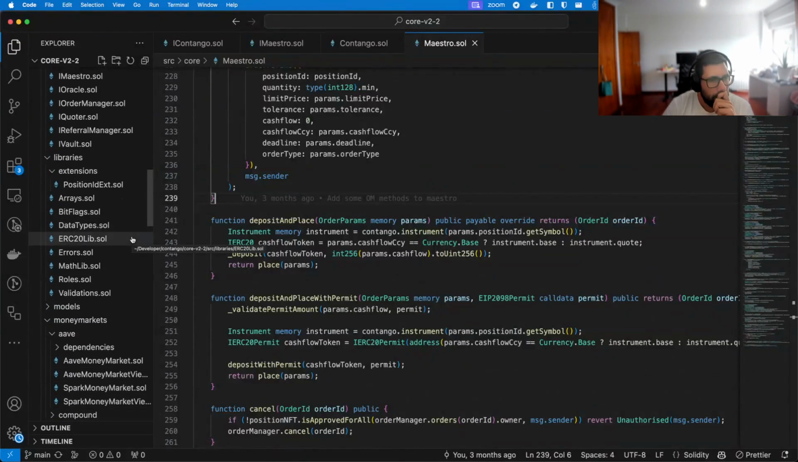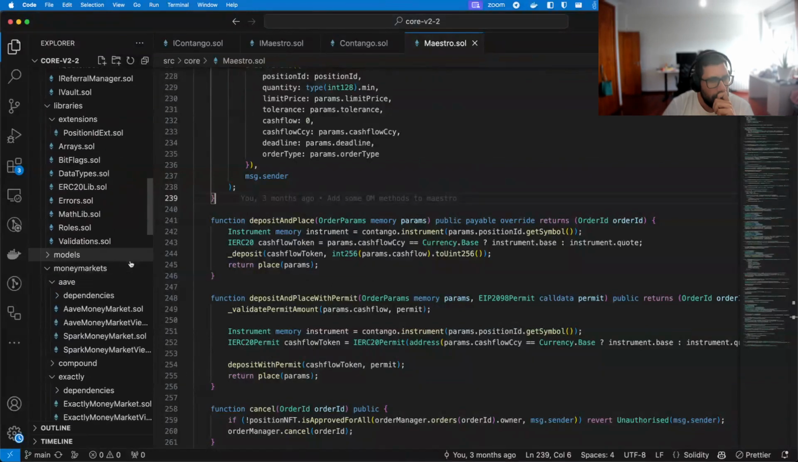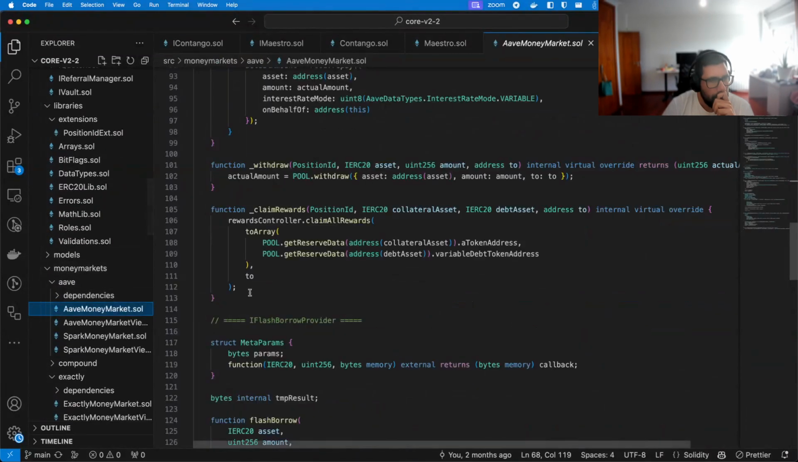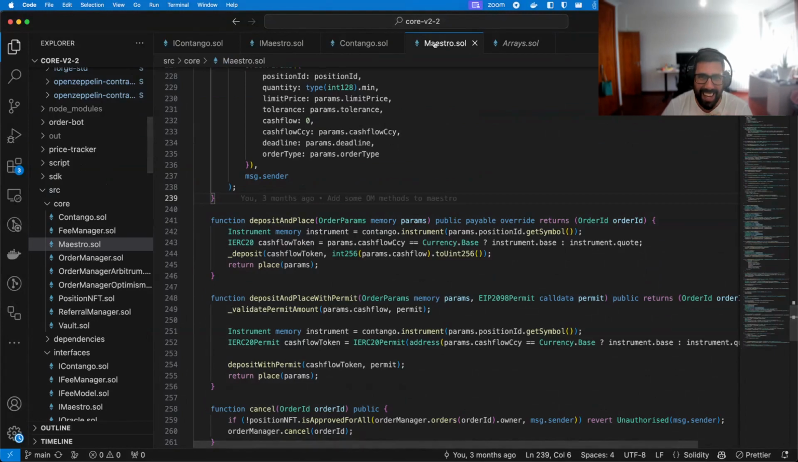What else could be interesting? We did a lot of abstractions like this two array thingy because Balancer and Aave are very array based. It's really ugly, because in Solidity you cannot just open square brackets and create an array, right? For some reason. So we created this nice hack so our code doesn't look ugly.